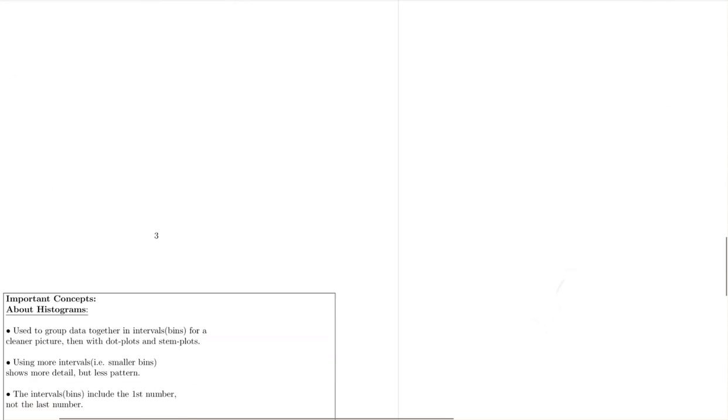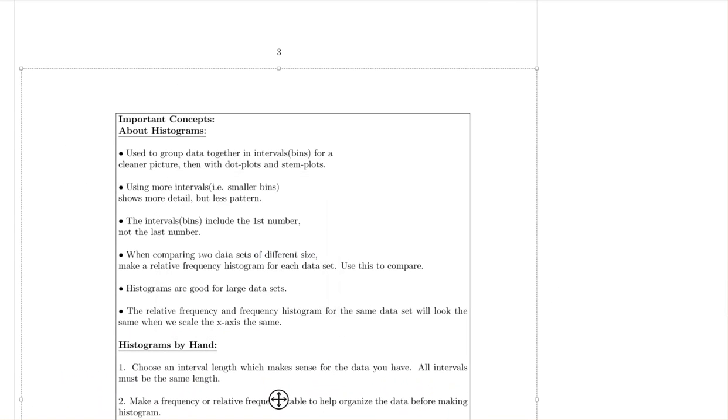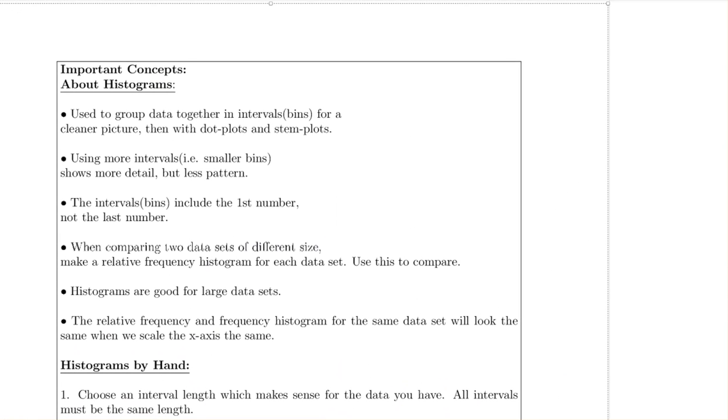Now, there are some positives and negatives to these histograms when you are making them. The positives, they are good for large data sets. We can have humongous data sets and they're good to visualize it. Whereas dot plots and stem plots weren't too good with big data sets. They're also good for comparing things as long as you pick the same scale. Now, if you're comparing two completely different groups of data, make sure you're comparing relative frequency histograms instead of just frequency histograms, because counts could be different, and that could make things misleading.